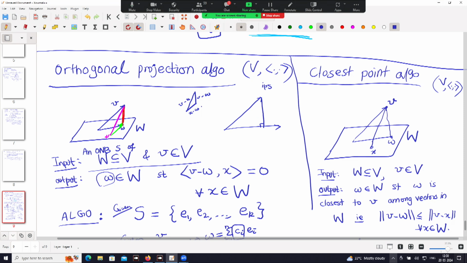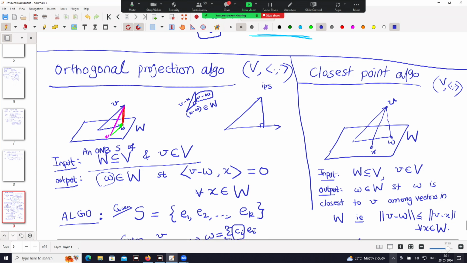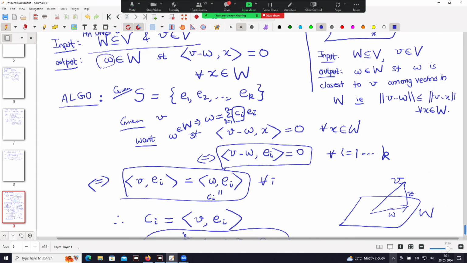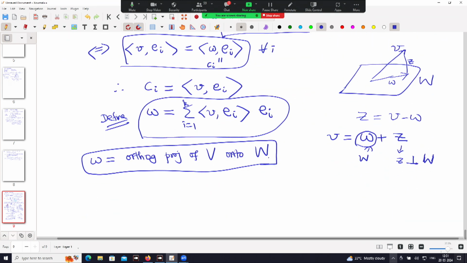Observe that X minus W is actually what? It is a difference of two elements of W. So X minus W lies in the subspace. And what was the special property of W? Its property was that V minus W, the one sticking out, is perpendicular to everything in W. So V minus W is orthogonal to W. So let us write this out. If W is the orthogonal projection of V onto W, then I have this right angle triangle here: V minus W, V minus X, X minus W. So observe V minus W is orthogonal to X minus W.